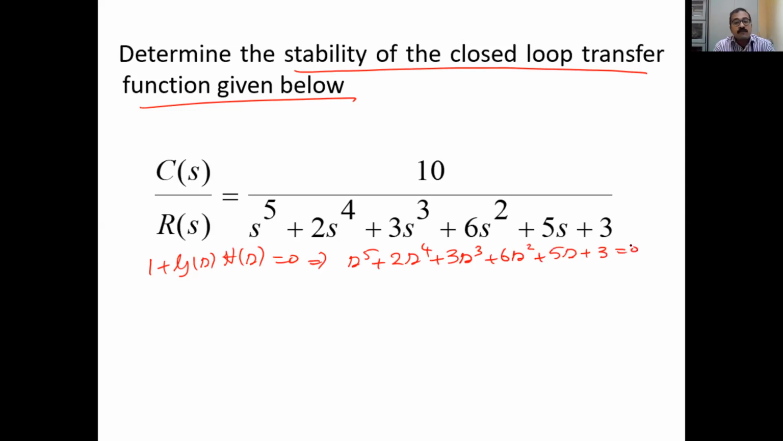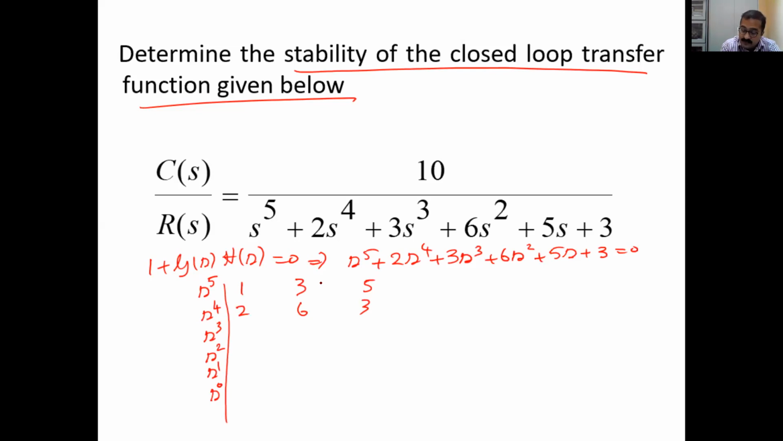So again, as before, we have to start with the Routh table. It starts from the highest power of s, s raised to 5, s raised to 4, s cube, s square, s raised to 1, s raised to 0. What will be the first row? All the alternate elements: 1, 3, 5. All the missing elements will constitute the second row: 2, 6, 3.